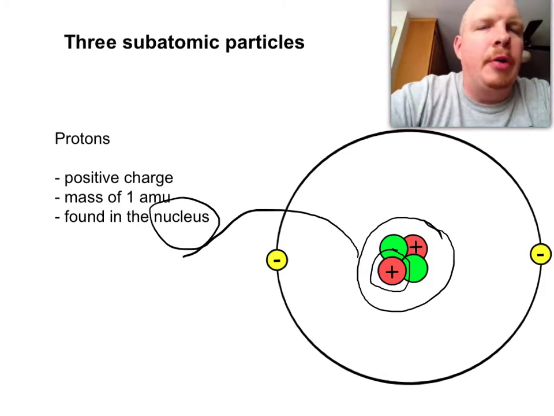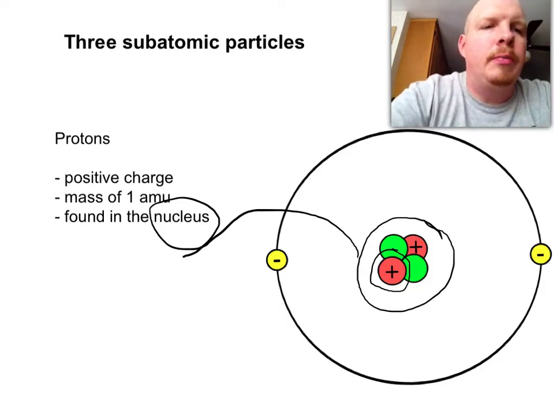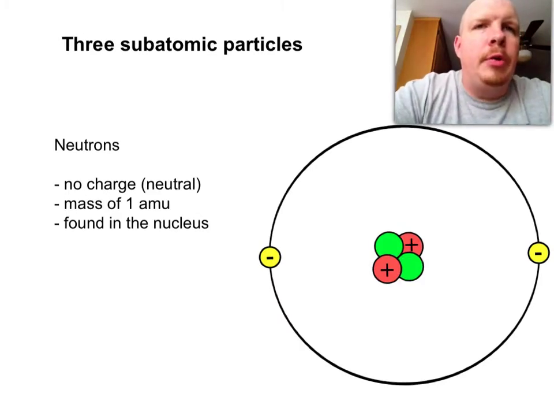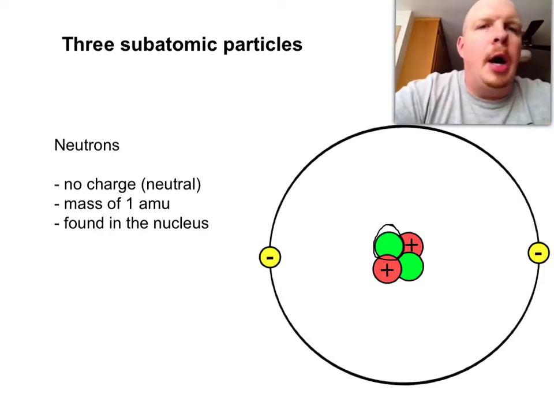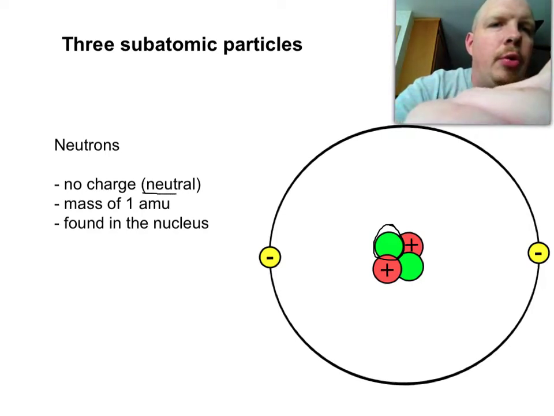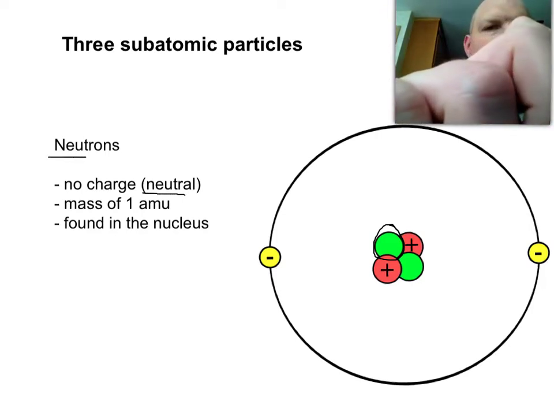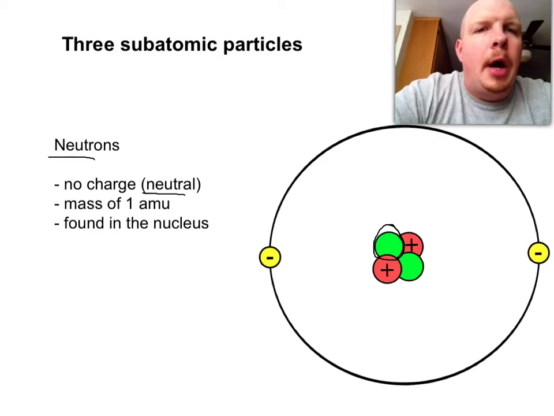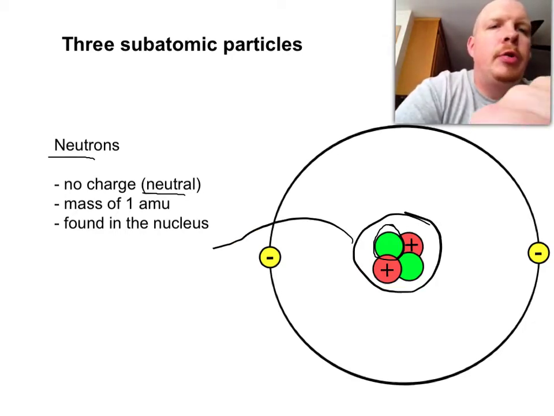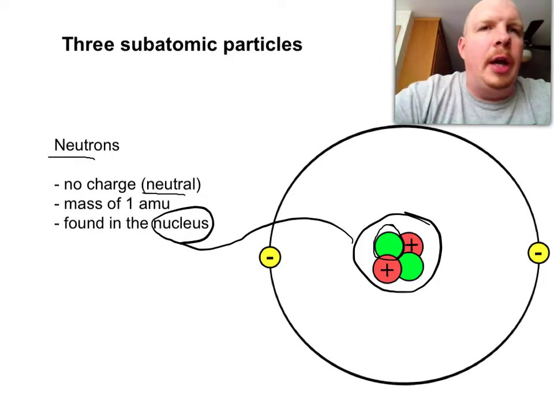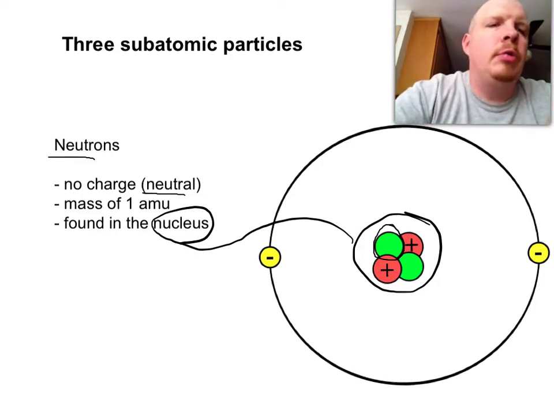So now the next one we'll talk about are neutrons. So neutrons are the green ones here in the nucleus in the middle. They are neutral, they have no charge, hence the name, right? Neutral. Neutron, okay, and they also have a mass of 1 AMU, same as a proton, and they're also found in the nucleus. So, right, this region here, protons and neutrons, is the nucleus. Last one to go, the electrons.